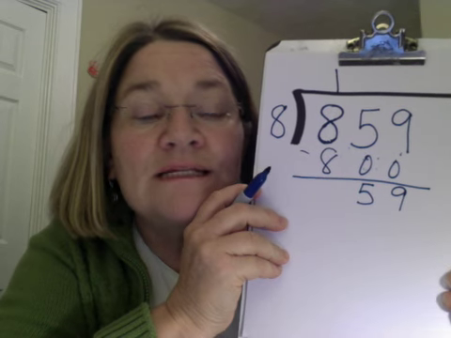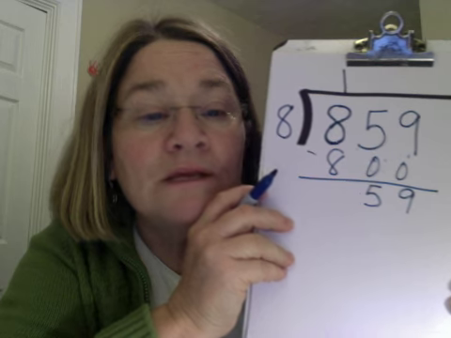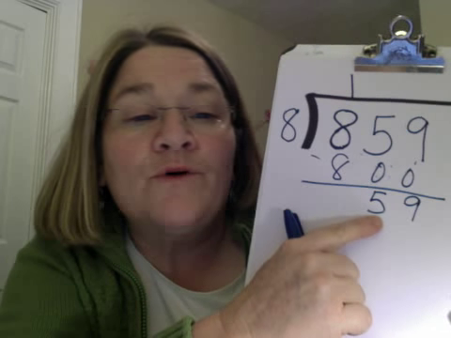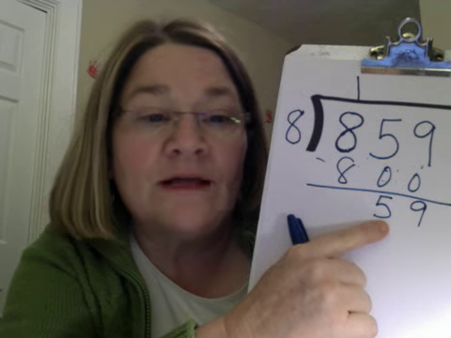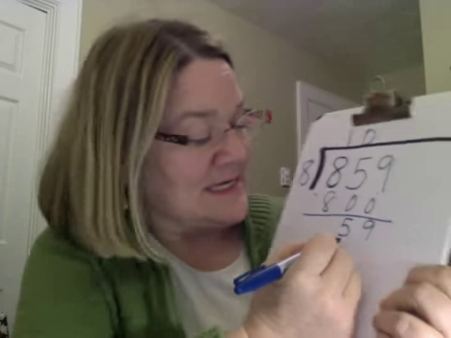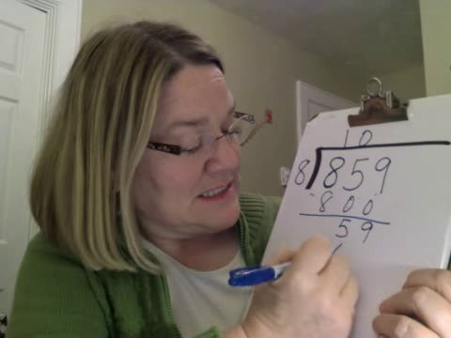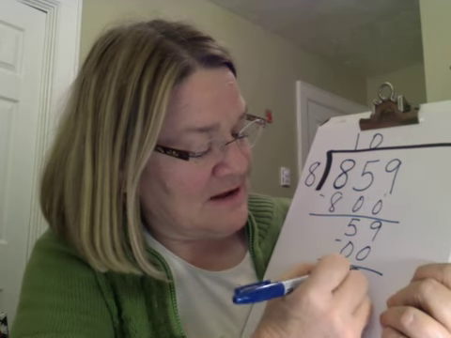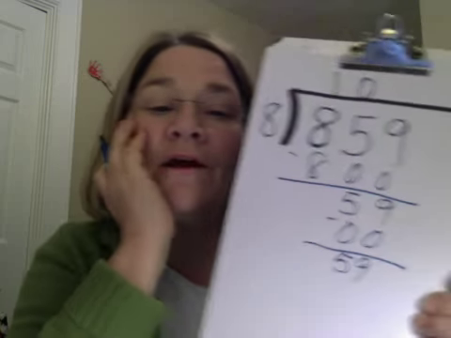Now we move to the tens column. And in the tens column, we have a 5. How many equal groups of 8 are in 5? And there are not any. So this is where we get our 0. 0 times 8 is 0. And we get a 59 there.